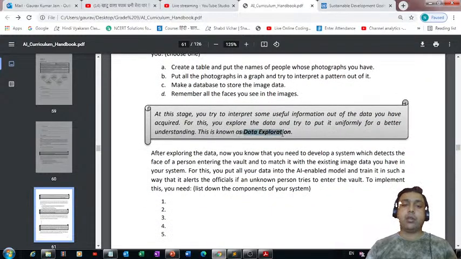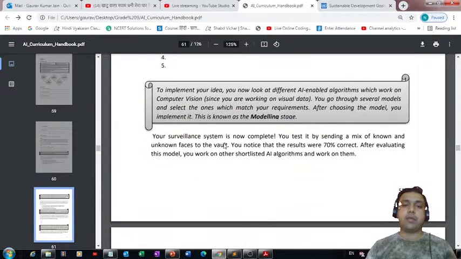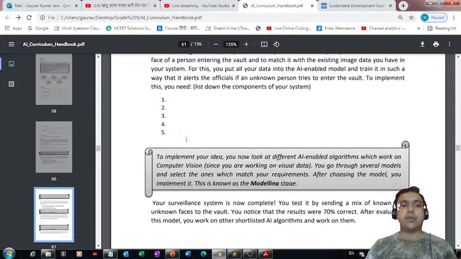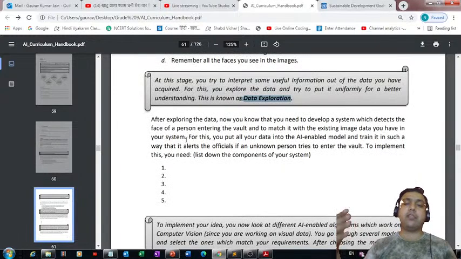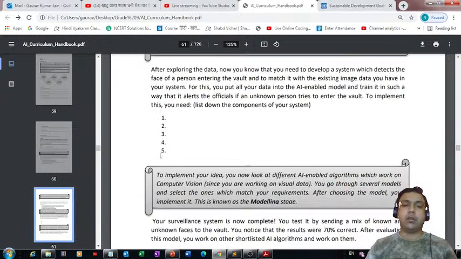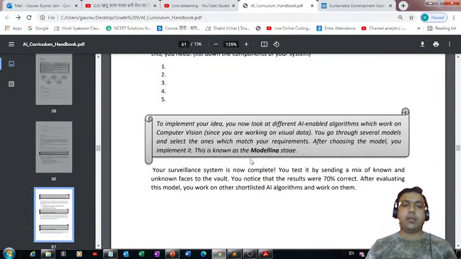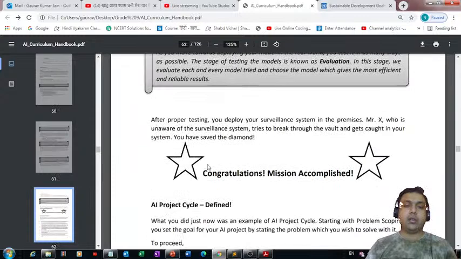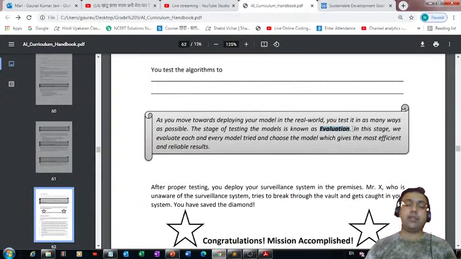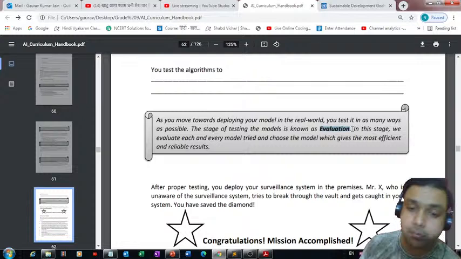After that, data exploration will take place. Data exploration basically refers to the process of converting the data into graphs and charts, with the help of which visualization becomes easier. Then we have the modeling stage, in which we try to create algorithms with the help of which we can train our machine. Then we have the evaluation stage, in which we evaluate the performance of our machine.